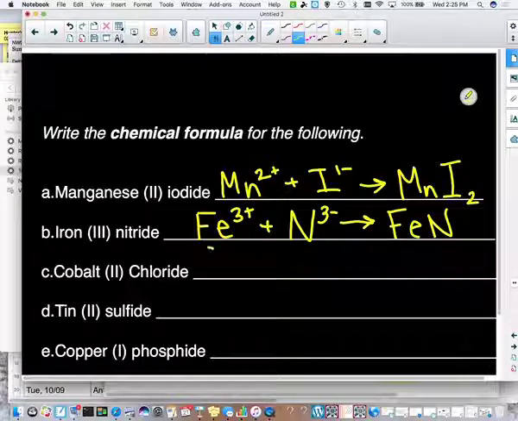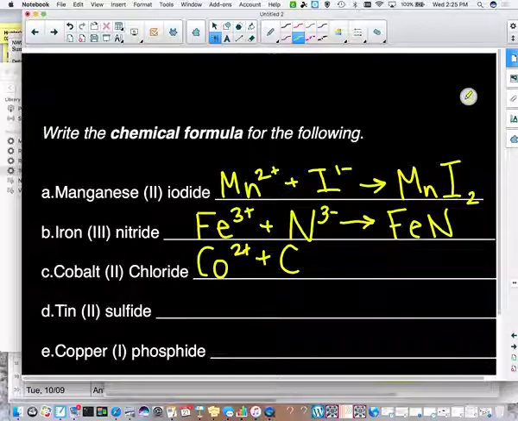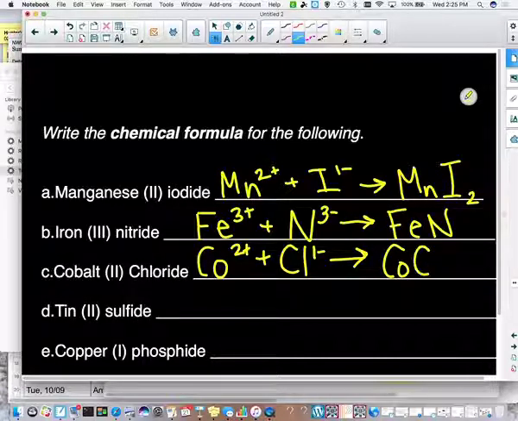Alright, cobalt. Co has a +2 charge. Chloride is chlorine, and chlorine has a -1 charge. I need another chlorine, so I need to show in my formula that I have 2 of them.